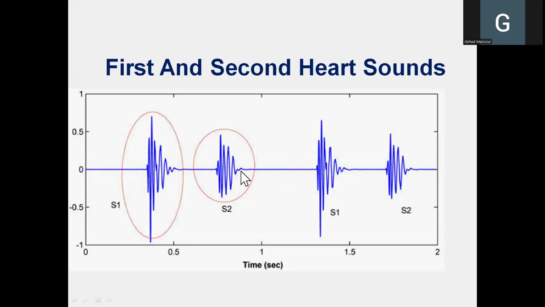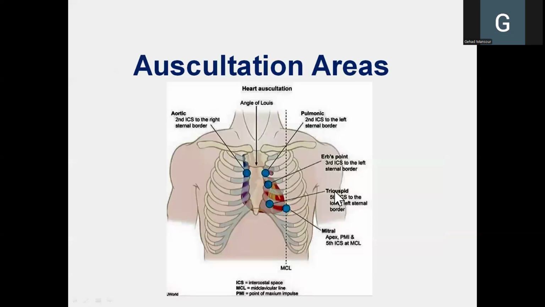And if you find a murmur between S2 and S1, then it is a diastolic murmur. Of course, the auscultation areas are important. We have the aortic area and the pulmonary area. They are both present at the second intercostal space. The aortic is to the right sternal edge. The pulmonary is to the left sternal edge.